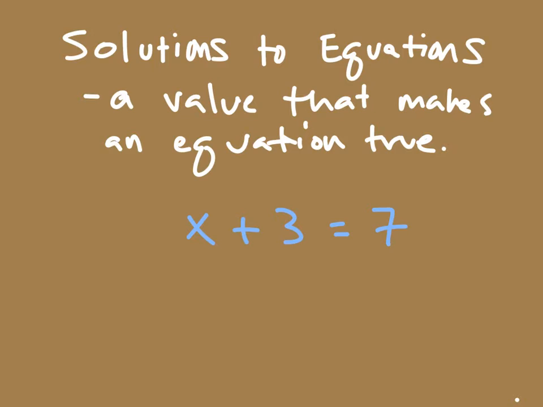We can think intuitively about it and say, well, I think x is equal to 4, because 4 plus 3 is equal to 7. If we plug that in, does this statement, now that I've replaced my variable with my number, make it true? 4 plus 3 does equal 7. So we get that 7 is equal to 7, and that's a true statement. Therefore, this is my solution.